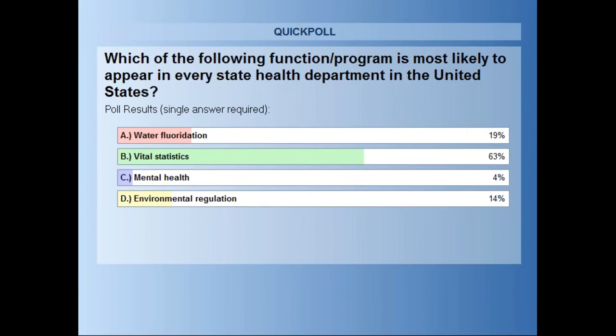That's correct. So every state manages the vital records function of public health, vital statistics, the collection of data on births and deaths and adoptions and divorces and marriages and all those things that chronicle life events through a partnership with the National Center for Health Statistics. And this goes way back to the early years of when health departments were established.